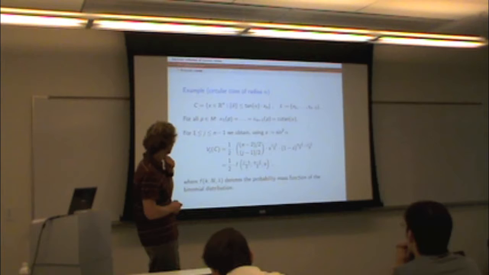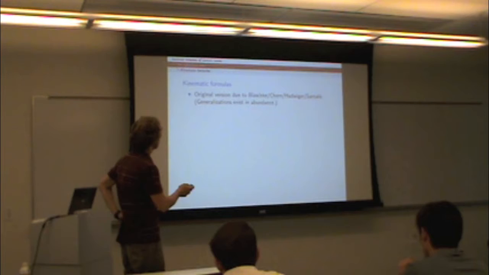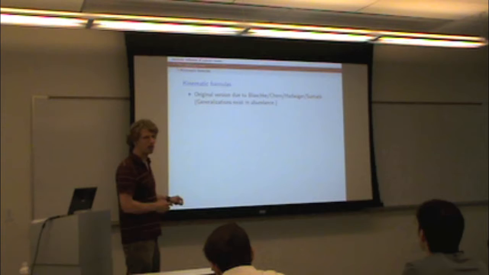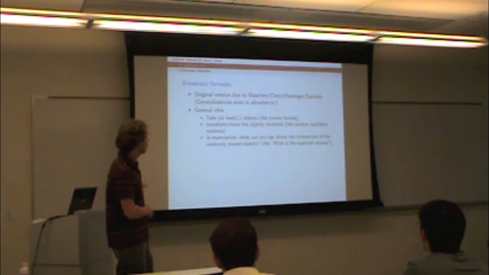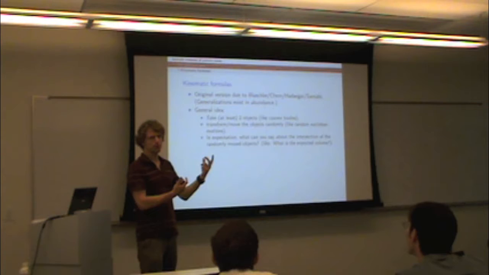Okay, but so what are the kinematic formulas? First of all, I should say who has invented or found them. It was basically the work of Blaschke, Chern, Hadwiger, Santaló, and there are many generalizations. So I will just take out one specific form in this first talk. And the general idea is the following. Take two objects, like two convex bodies, and then you do the following. You take one fixed, and then the other, take a random Euclidean motion.